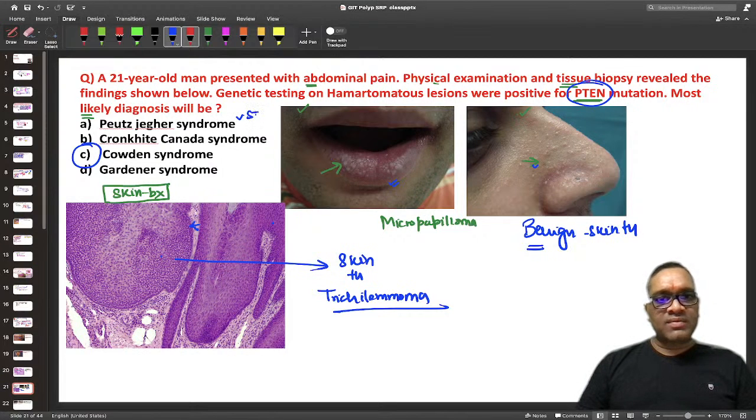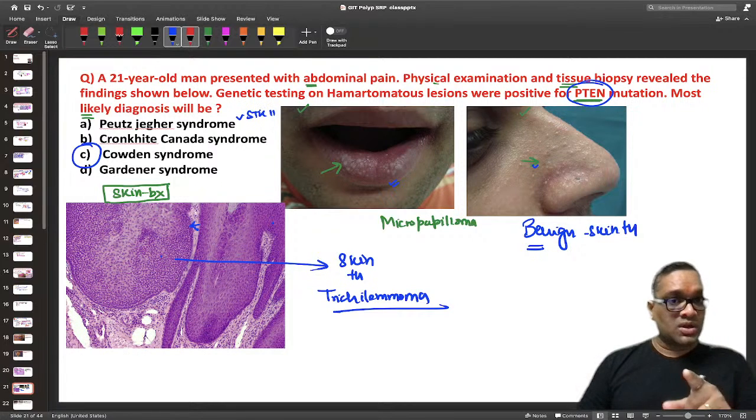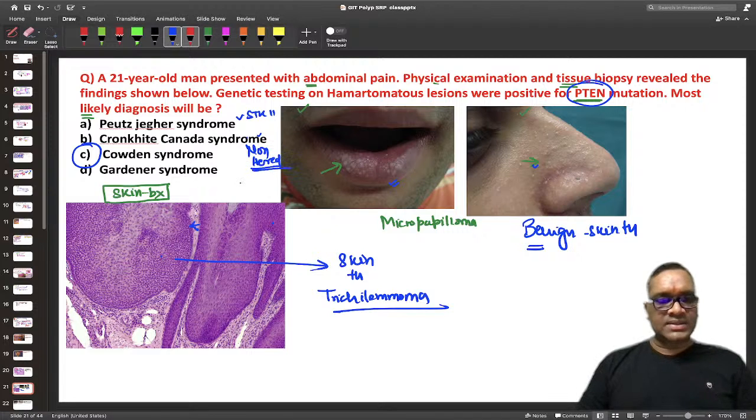Peutz-Jeghers syndrome, we already remember STK11, and they will have hyperpigmented macules, not the papillomas, right? Cronkhite-Canada syndrome is a non-hereditary syndrome, so that is also not the right answer. Now Gardner syndrome will have other things, osteomas and so on, and they are not positive for this. They are associated with familial adenomatous polyposis. So this is how you can distinguish, and the answer should be Cowden syndrome.